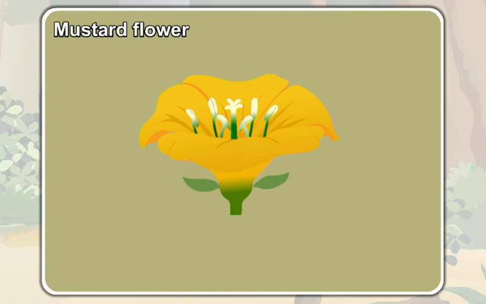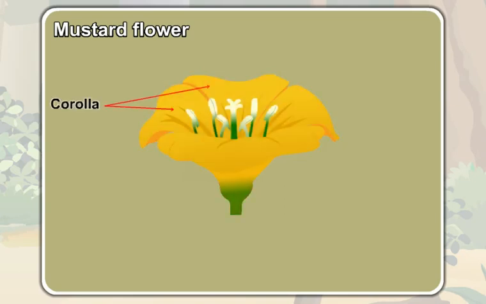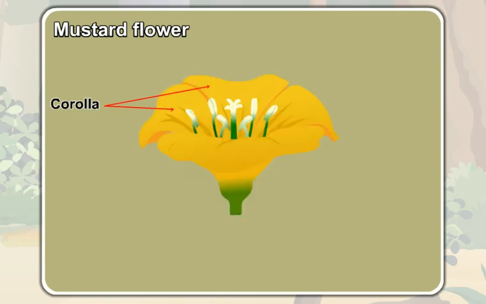Now, let's remove the calyx of the mustard flower. Tell me, what do you see? We see the yellow part of the flower. This yellow part is the second layer of the flower. It is called the corolla. It protects the inner parts of a flower. A single unit of the corolla is called a petal.